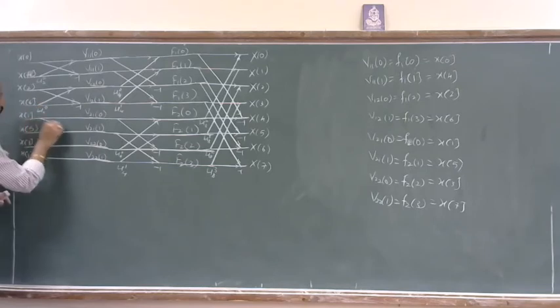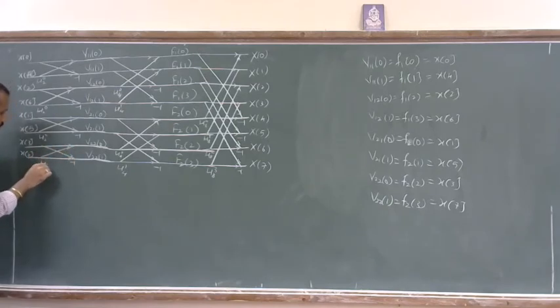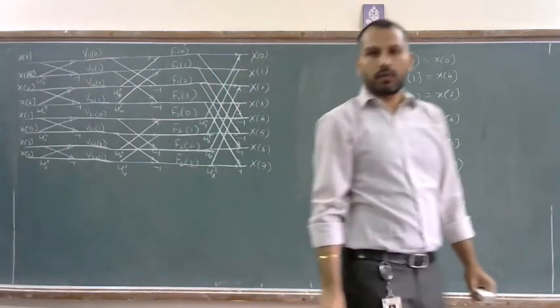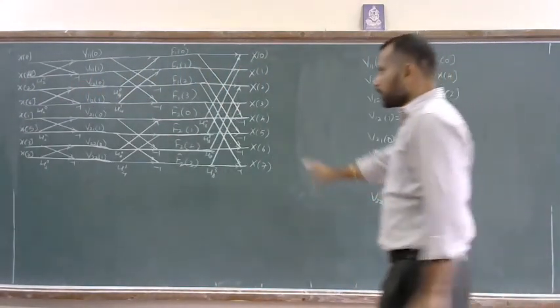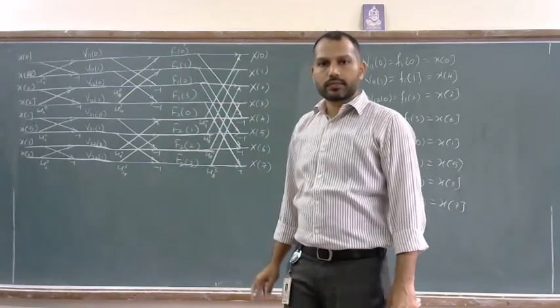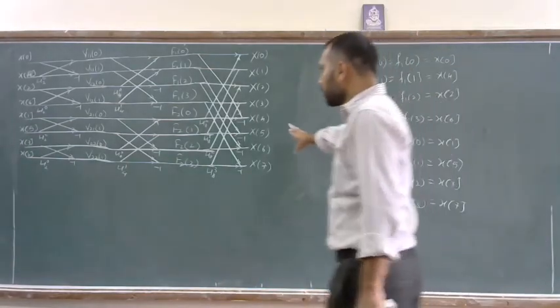W20, minus 1, W20, minus 1, W20. Okay, is this visible? Is the complete signal flow graph visible?